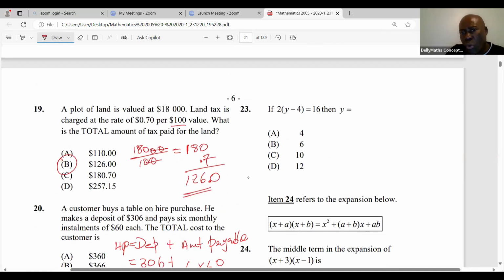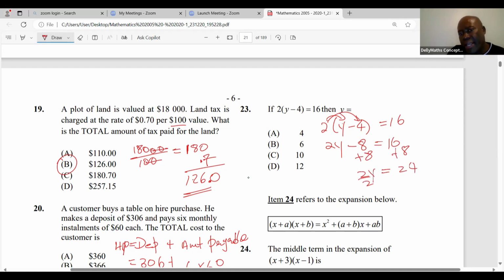So we're finding y. Basically, this is a regular question that we have to solve. So we're just going to solve it ordinarily. We're going to distribute 2 times y. That is going to give you 2y. 2 times -4, this is -8, and this is equal to 16. Let us add it to both sides in an effort to isolate the y. I'm going to get 24, divide this by 2, divide this by 2, y is equal to 12. So 23, my answer is D.